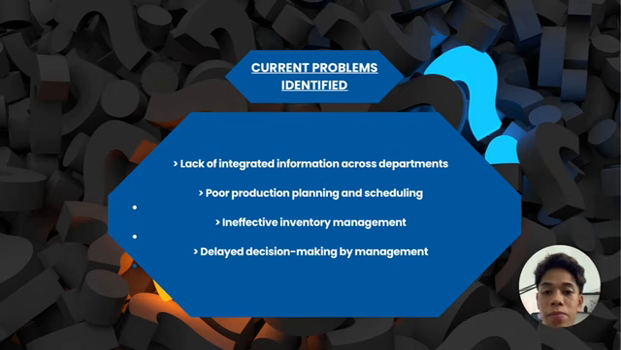Today me and my team are going to present about Material Resource Planning (MRP) and Enterprise Resource Planning (ERP). Based on our case study, here are the current problems that have been identified by our group: first, lack of integrated information across departments; poor production planning and scheduling; next, ineffective inventory management; and also delayed decision making by management.